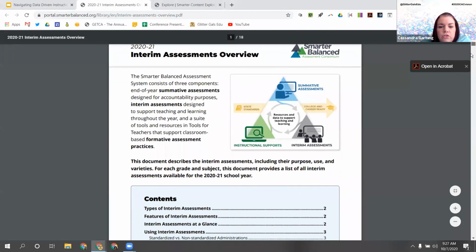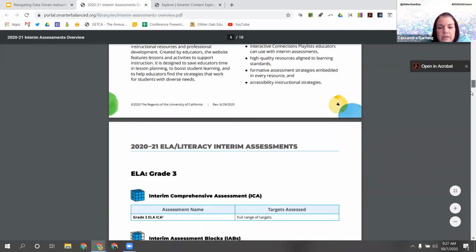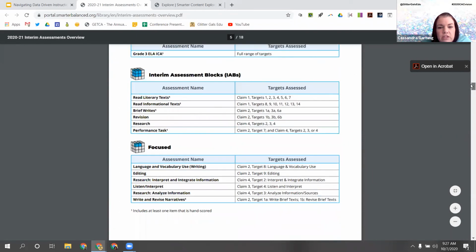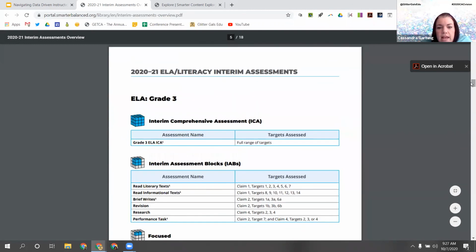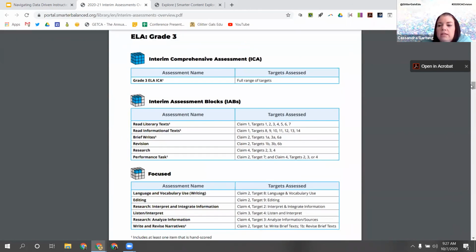If you scroll down, past all these lovely words, they have pages by grade level. So this one is 3rd grade, and it tells me all the tests that are released by that grade level. So this is ELA, and then it'll do math, and it'll tell me the claims and the targets. If you see these little ones right here, it means there are going to be hand-scoreable items. So this will also help me hone in on which ones I want to select.